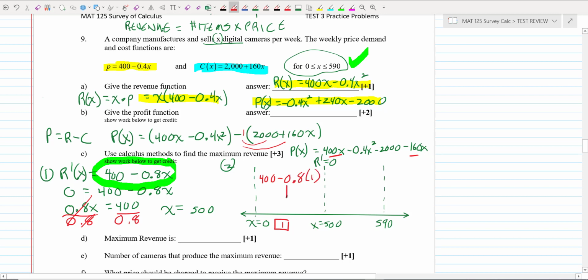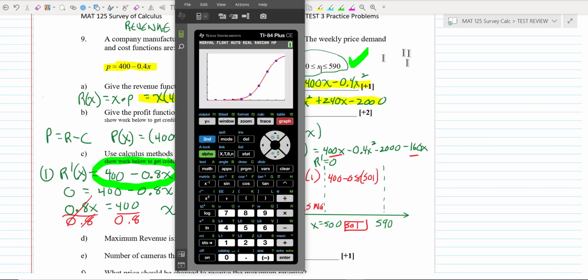Okay, I think you can tell in your head that's positive. That means the function is increasing. Okay, let's take a test point bigger than 500 but smaller than 590. Let's take 501. So we have 400 minus 0.8 times 501. Okay, that's going to be a negative.